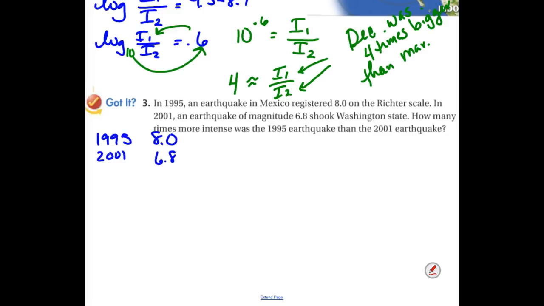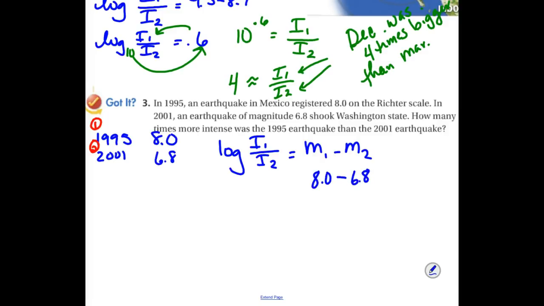So again, we're going to think of this as our first value, and this is our second value in our formula. So we have log of I sub 1 divided by I sub 2 equals m1 minus m2. So our first value was an 8.0. Our second was 6.8. 8.0 minus 6.8 is 1.2.